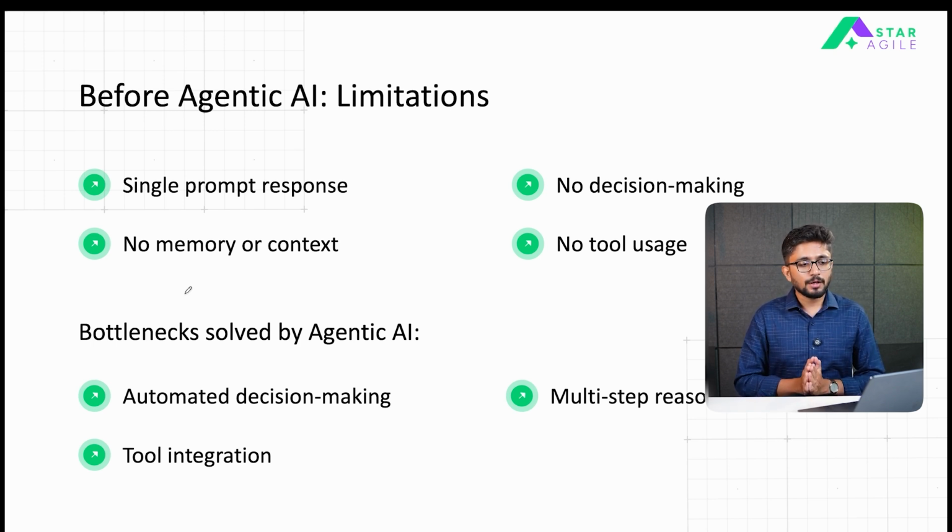So Agentic AI solves a lot of bottlenecks that were previously present in generative AI as a standalone field. The first biggest bottleneck it is able to overcome is automated decision making. Imagine you are now interacting with a travel assistant, and you can ask the travel assistant to make the booking on your behalf as well.